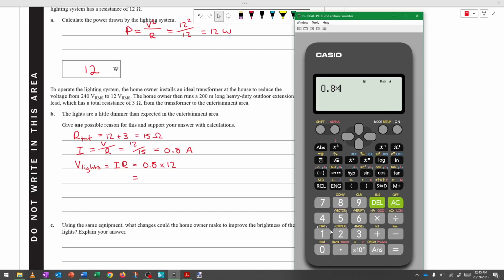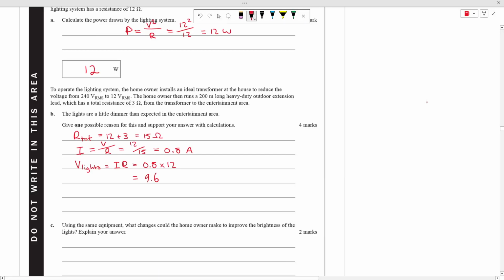0.8 times 12, 9.6. So now with these extension cords, the lights are only getting 9.6 volts instead of the 12 that are required for them to work properly. So now that you've worked out how much voltage is going through them, then you can say the lights receive less voltage than when operating correctly.